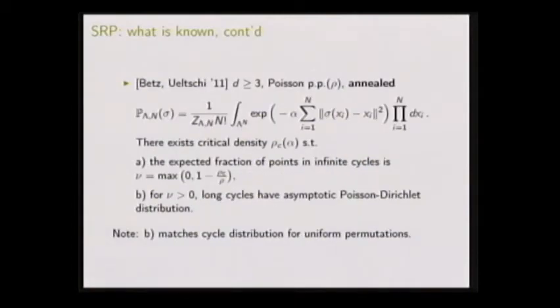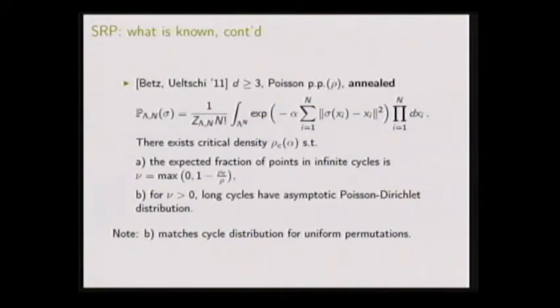And the next result, so actually it's previous result, but it's interesting in what it says, was an annealed result, which was settled by Betz and Ueltschi in 01. They proved that for dimensions larger than or equal to 3, if you take your set of points as a Poisson point process, and this is an annealed result, meaning that they are sampling together the points. Say your reference measure here is Lebesgue, and you're sampling the points and the permutation with reference measure, which is just the uniform measure on permutations.